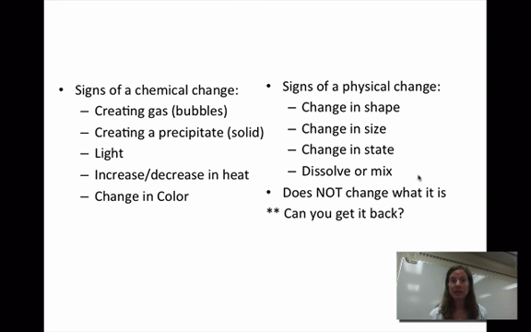And then in lab, you will actually conduct 4 different experiments. And from what you see, decide whether the change that we observed was a chemical change or a physical change.